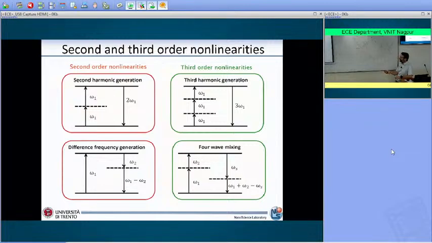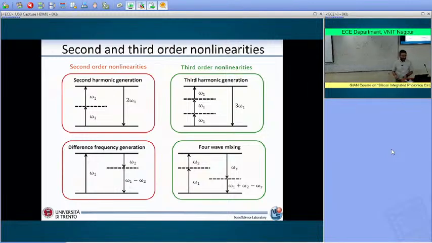But silicon is a third order nonlinear material, and therefore with silicon we have to deal with 4 photons. For example, the equivalent of the second harmonic generation process is called third harmonic generation. Here, the 3 pump photons sum up to give you a photon that is characterized by an energy that is 3 times larger than the pump photon energy.